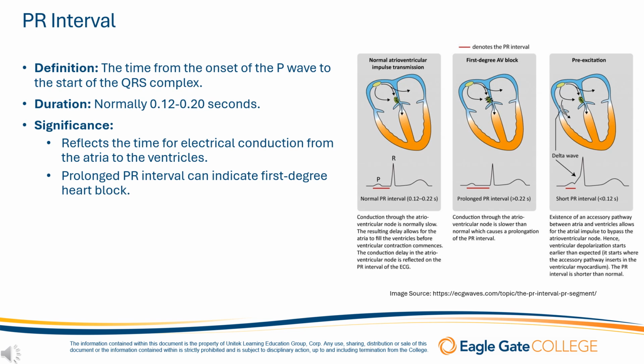Now, a third-degree heart block is when there is absolutely no relationship between the P waves and the QRS complexes. The PR interval varies because the atrial and ventricular rhythms are completely independent of one another.